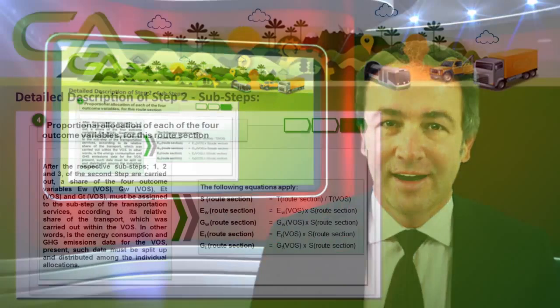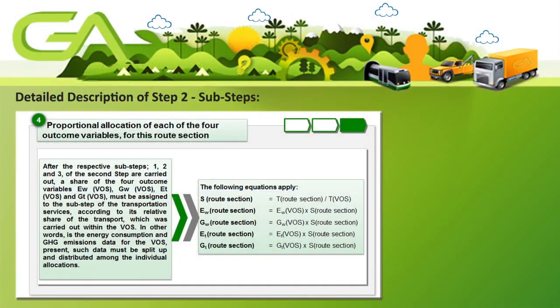Now let's deal with the detailed description of the fourth substep, whereby we must consider the allocation of a proportion of the respective four outcome variables to this subsection. After the respective substeps 1, 2, and 3 of the second step are first secured, the subrange of transportation services is allocated a share of the four outcome variables. The four outcome variables are EW-VOS, GW-VOS, ET-VOS, and GT-VOS.